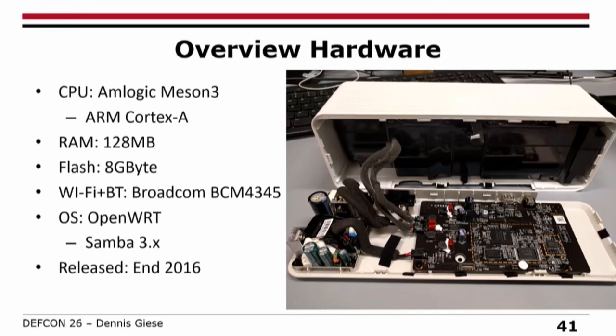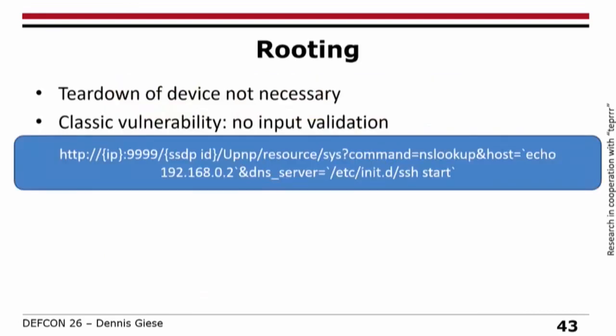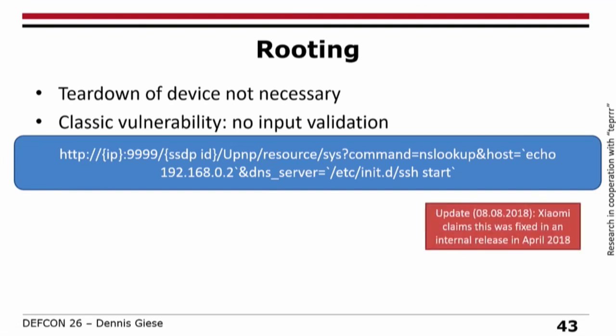If you open it, you can use again the serial ports, which are sometimes directly accessible, not protected at all. But for rooting, you actually do not need to open the device. There's the classical thing, no input validation. So what happens here is, can you see it? You can just execute any command here as root. As soon as you have access in the local network to this device, you can execute anything. Xiaomi told me a few days ago that this was fixed in April 2018.